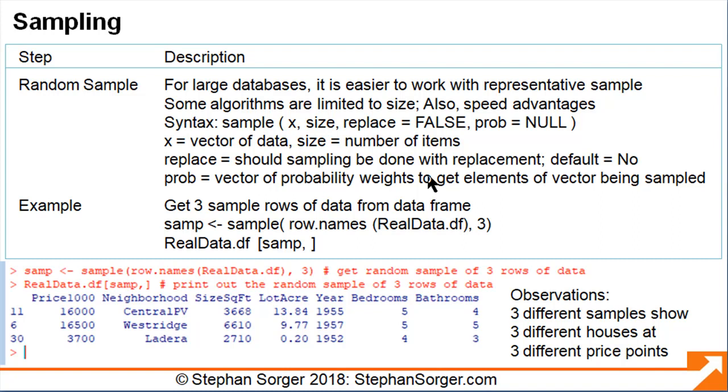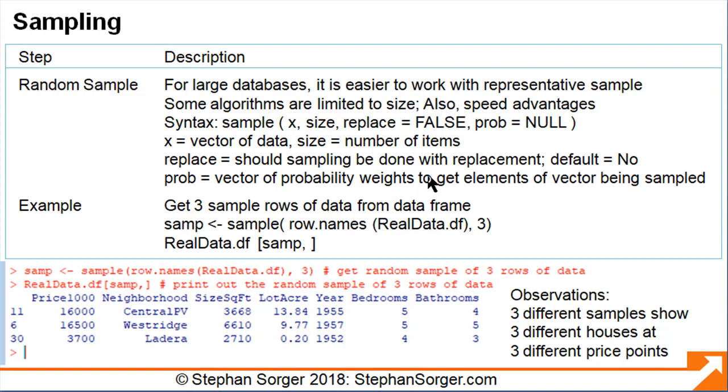The syntax for sampling is shown on the slide. We start with the word sample and then place the parameters of the function in parentheses. The parameters include the data x, whether the sampling should be done with replacement, and the probability weights for the samples.